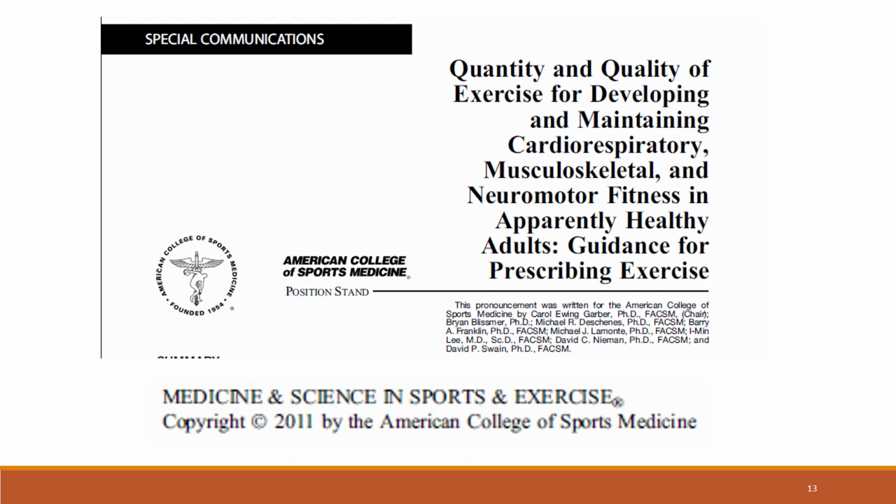This is what the paper looks like. So it's quantity and quality of exercise for developing and maintaining cardiorespiratory, musculoskeletal, and neuromotor fitness in apparently healthy adults. Is the key here. I'm missing one line there, I'm not sure why, but apparently healthy adults. So what does that mean for us working with special populations? It means that we have to take these guidelines and determine what are the physiological and biomechanical differences in our client versus a general population, and make some adaptations of these guidelines so that exercise remains safe and effective for them.